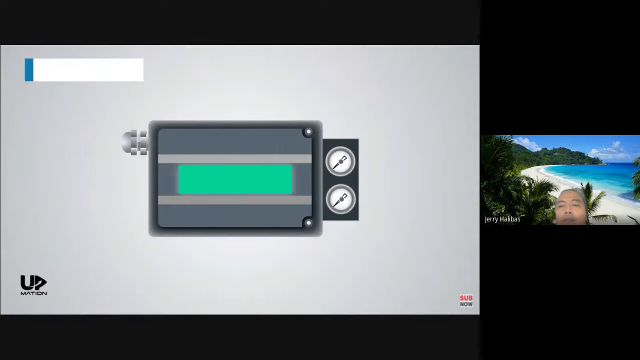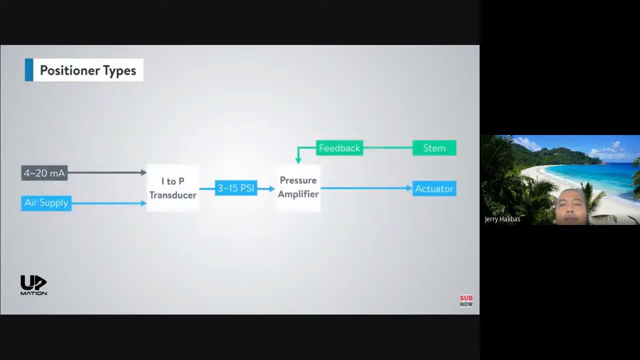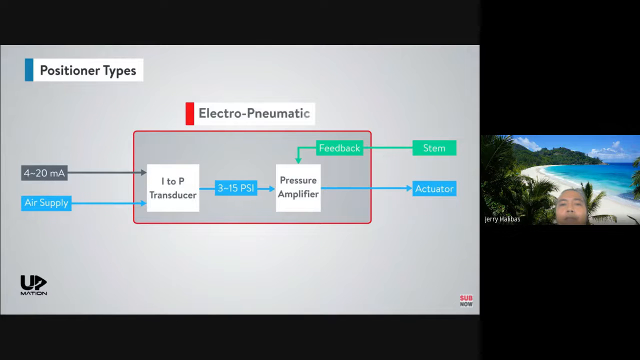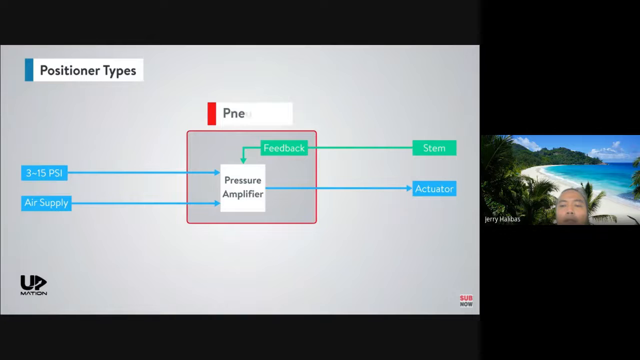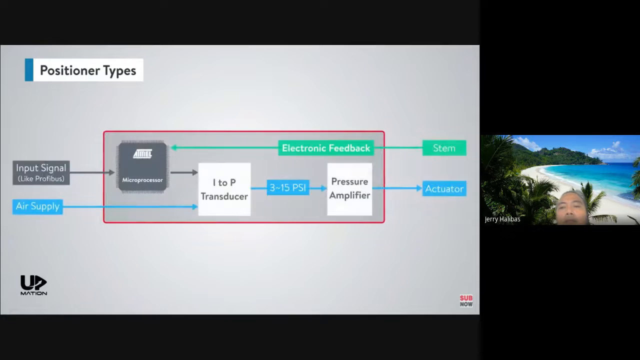In general, positioners come into three different categories. First, the electro-pneumatic positioners, or I2P positioners, that we already discussed in the example. Second, the pneumatic positioners, in which their control signal is a pneumatic signal and they do not need any I2P transducer modules integrated. The last is digital positioner or digital valve controller.